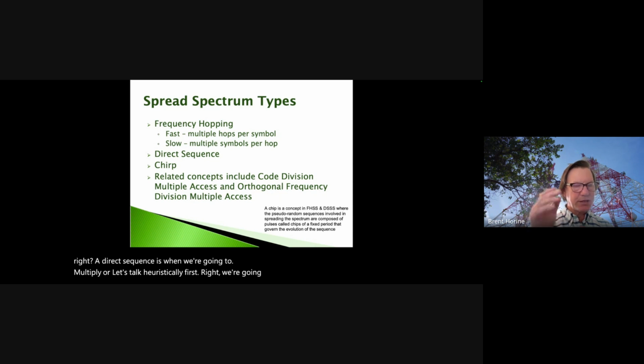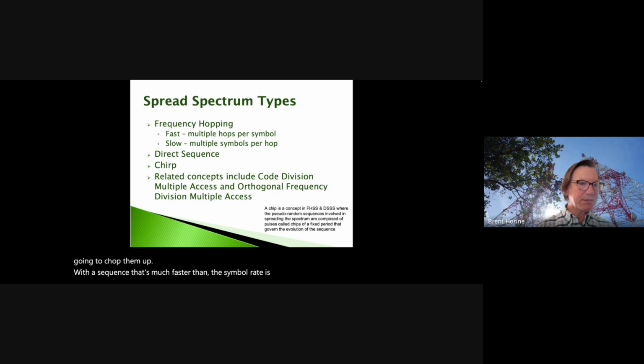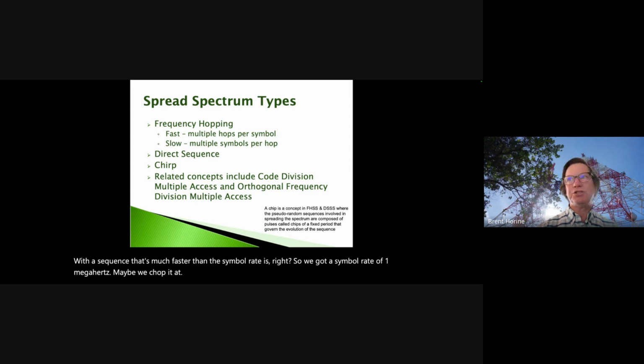A direct sequence is when we're going to multiply, or let's talk heuristically first, right? We're going to take our modulated symbols and we're going to chop them up with a sequence that's much faster than the symbol rate is, right? So if we got a symbol rate of 1 megahertz, maybe we chop it at a 10, we'll call it chips per second, or 10 times that. I'm sorry, 10 mega chips per second.